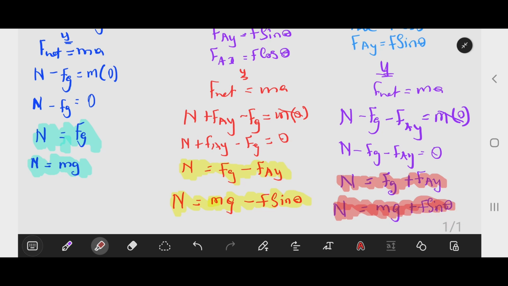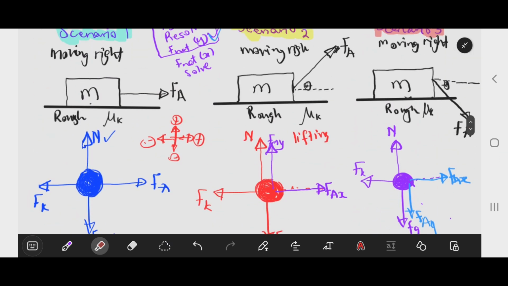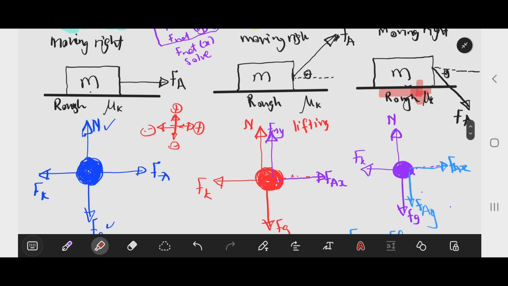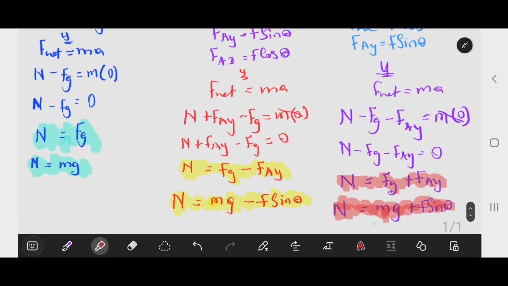So why do we get a greater normal force when we have an applied force which is applied in that manner? This is because the y component of the applied force is actually pushing the object downwards, okay? And as it pushes the object downwards, it increases the contact between the object and the surface, and as it increases the contact, the normal force increases. So that is why we are getting a greater value for the normal force for the last scenario.